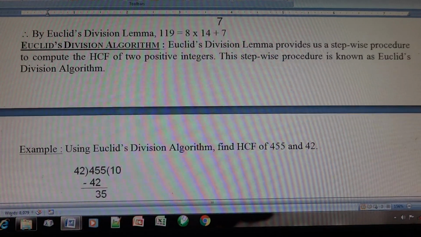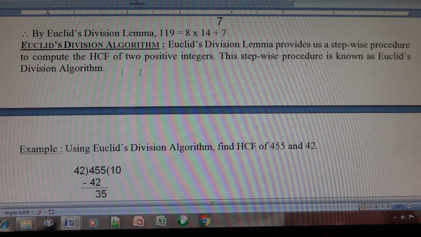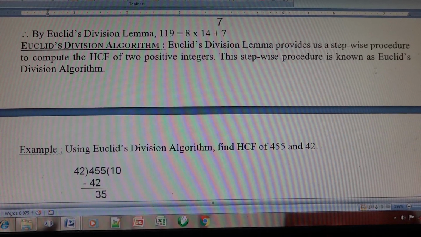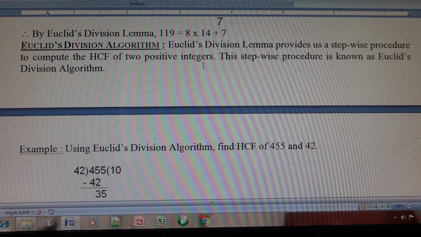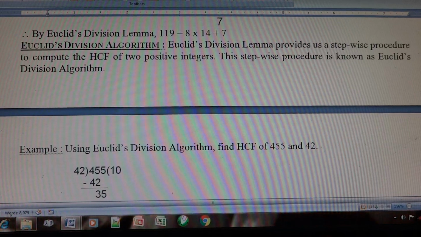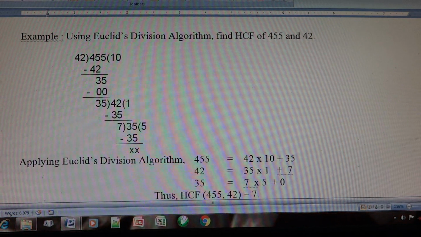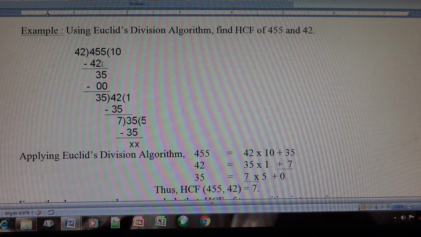Now Euclid's division algorithm. Euclid's division lemma provides us a stepwise procedure to compute HCF of two positive integers. This stepwise procedure is known as Euclid's division algorithm. Let us take an example. Find HCF of 455 and 42 using Euclid's division algorithm.